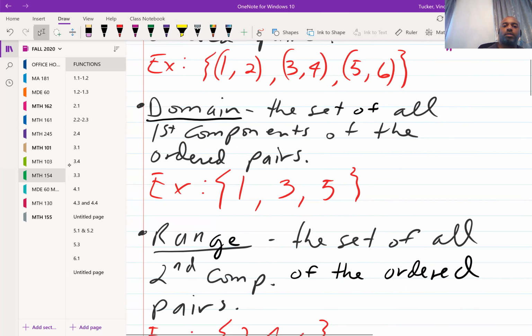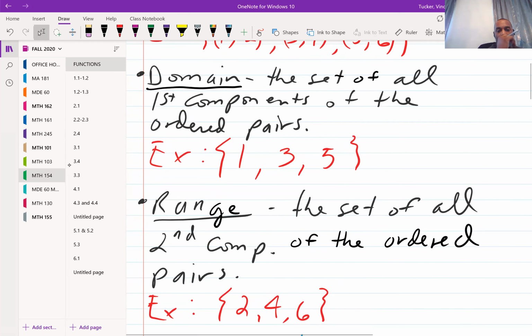Of course, if I scroll up, somebody still copying, let me know. Now your range is the set of all of your second components of your ordered pairs. That would be your y values: 2, 4, 6. All right.